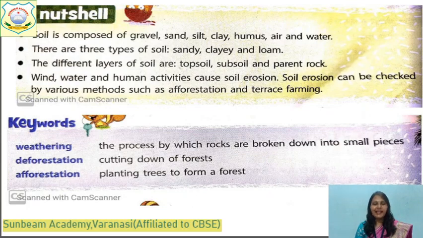Let's read about the key points. What is weathering? The process by which rocks are broken down into small pieces is called weathering of rocks. And why does it happen? How does it happen? Due to heating and cooling. The big rocks turn into small rocks, then further they change into soil particles. It takes millions of years and it is a very slow and continuous process. And what is deforestation? Cutting down of forest is called deforestation.